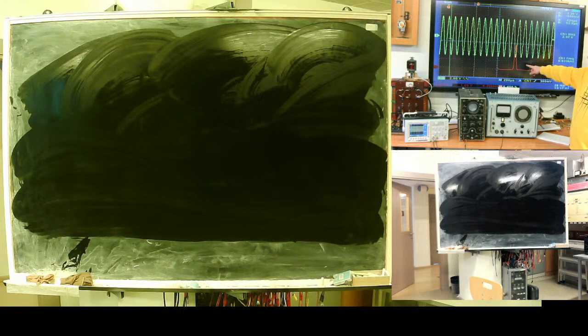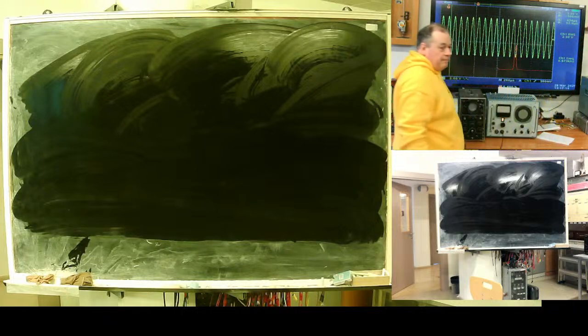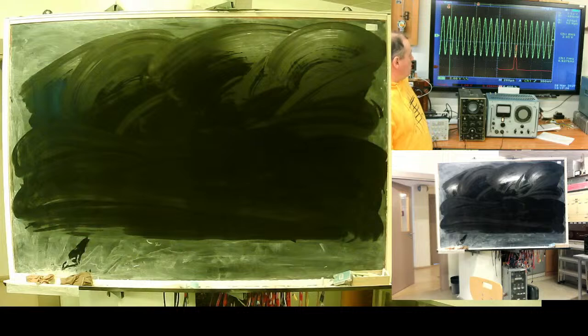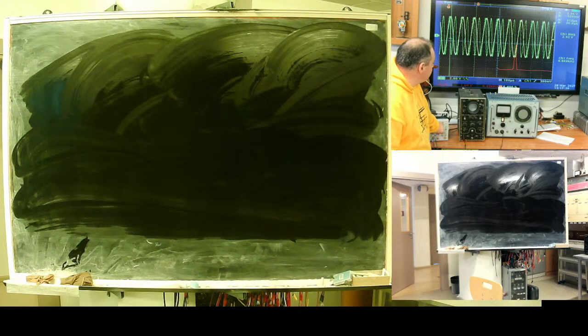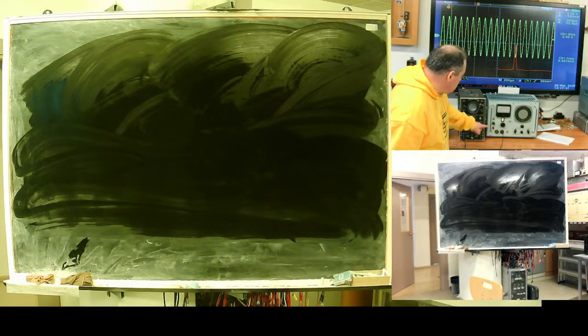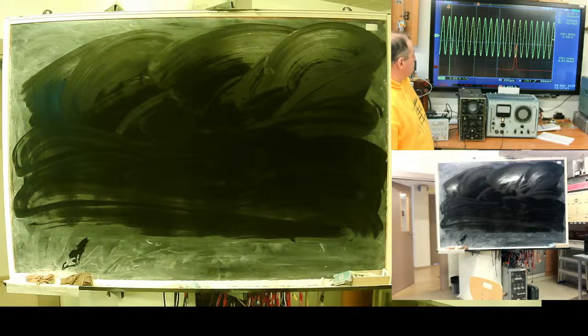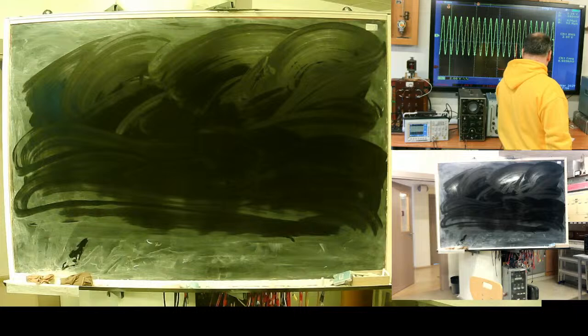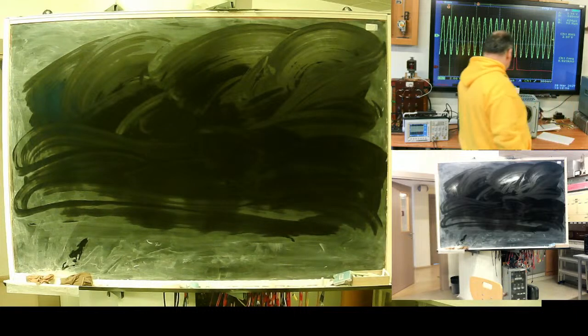Yellow line is signal. Red line is discrete time Fourier transform. What should it be, knowing what I just wrote? Is it real 10 kilohertz? Yes, it's 10 kilohertz. It's very good 10 kilohertz. Should be 10 kilohertz. Very pure.